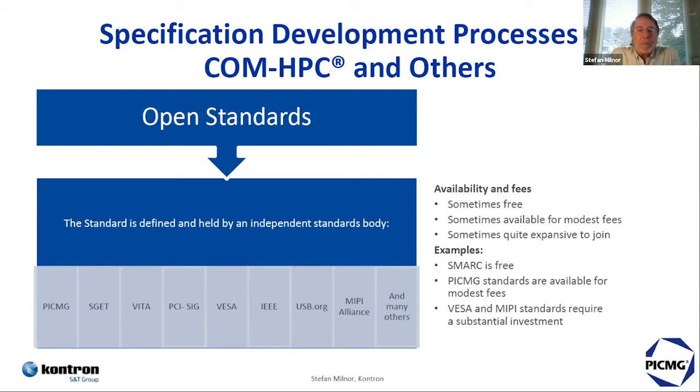So sometimes these standards are free, like SGET. You can get any SGET standard by just going on their website and downloading it right now. The SMARC and the Q7 standard are there, and there are two others. So they're free. Some standards are available for modest fees, like PICMG charges what I would call modest fees. You can get a PDF copy of their standards for a few $100s, and you can become a member for something on the order of $2,000. And then some organizations have a big barrier to entry, like VESA and MIPI, which charge some serious money.